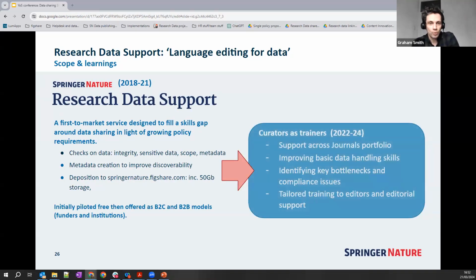So one of the things that we elected to do from this, again, to really learn from offering this service, was to shift from providing curation in a relatively small number of settings to providing curation support as trainers of editorial support teams, which meant that we could provide support across the portfolio more widely, improve the basic level of data handling, and identify what some of the key bottlenecks were so that we could actually speed up data compliance and tailor the training to what we knew the problems to be.